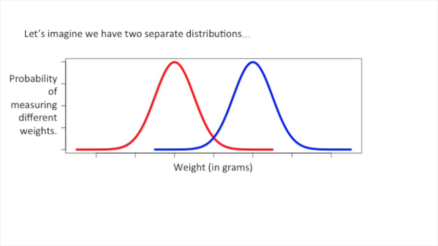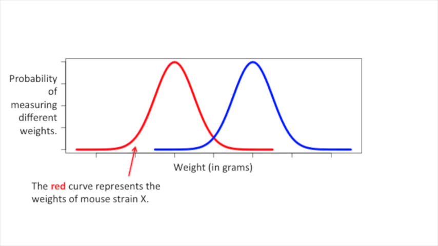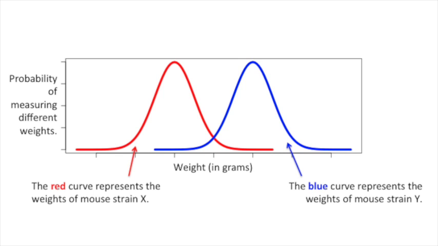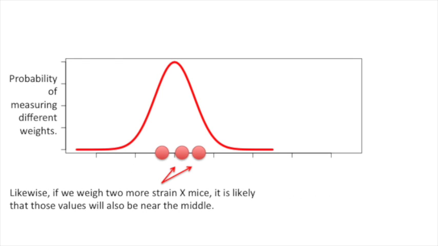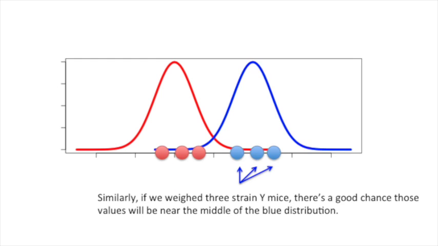Let's imagine we have 2 separate distributions. On the y-axis, we have the probability of measuring different weights, and on the x-axis, we have different weights in grams. The red curve represents the weights of mouse strain X. The blue curve represents the weights of mouse strain Y. If we weigh 1 strain X mouse, there is a high probability that the value will be near the middle of the red distribution. Likewise, if we weigh 2 more strain X mice, it is likely that those values will also be near the middle.